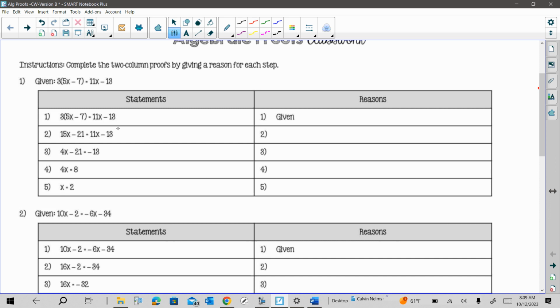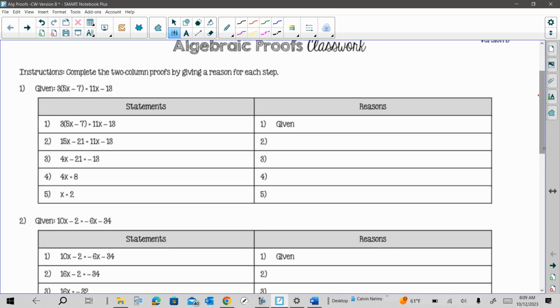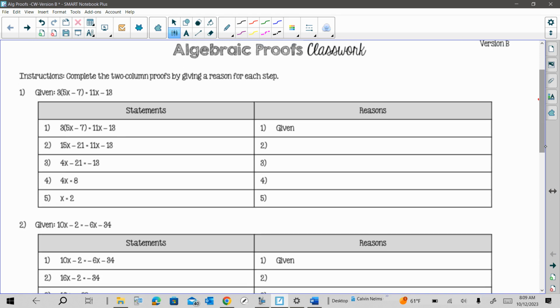When we look at each statement that's given, when you're coming up with your reason, try to see how it changed between lines. So if I look at the first one here, the given was the equation 3 parentheses 5x minus 7 equals 11x minus 13. Think about, what would you do first to solve this? Yeah, you would distribute, okay?